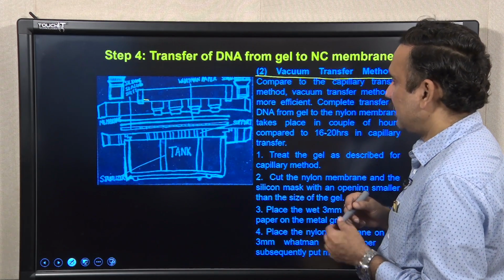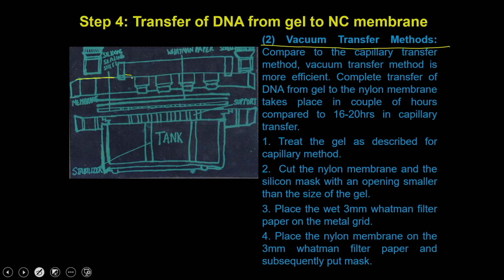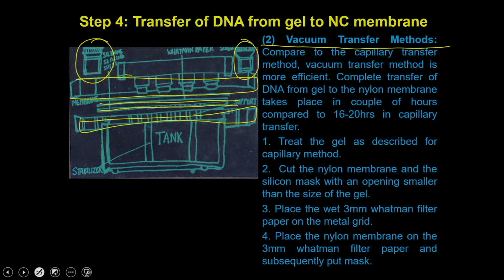So, the setup is slightly complicated, where you have the two plates, and in between these two plates you are going to have your agarose gel as well as the nitrocellulose membrane, and then you are going to have the filter papers, the Whatman filter papers, and then you can tie up these two plates with the help of different types of screws, and ultimately you are going to maintain a vacuum, and because of that the water present in this particular tank is going to run towards this side, and the DNA present on the agarose gel is going to be transferred.